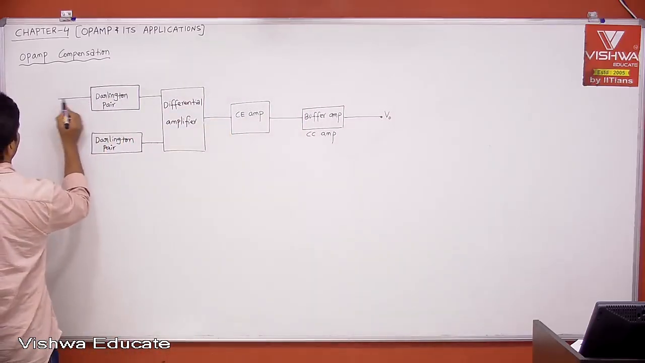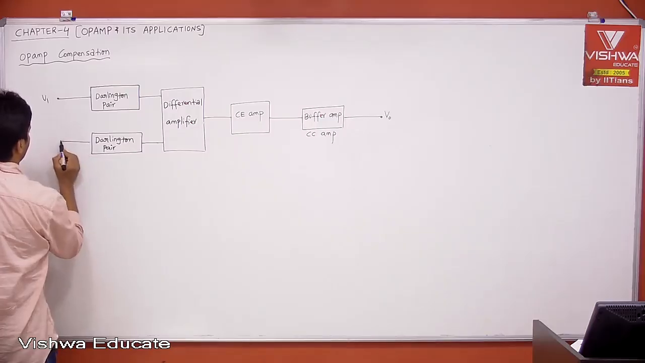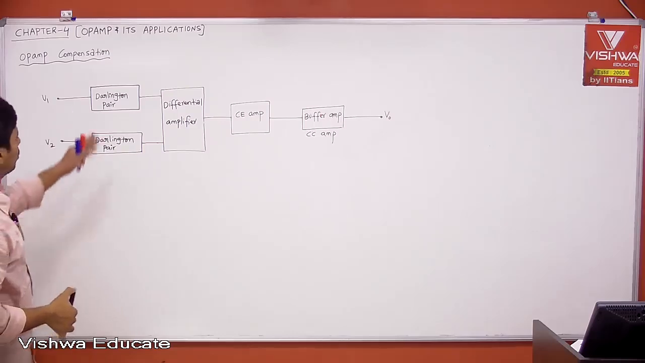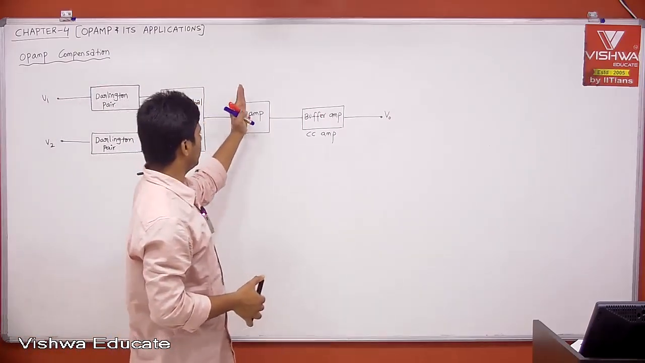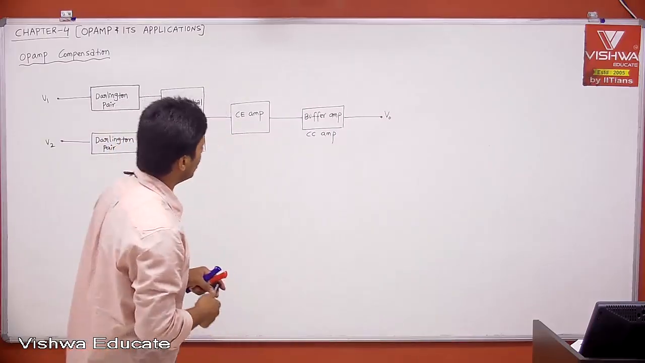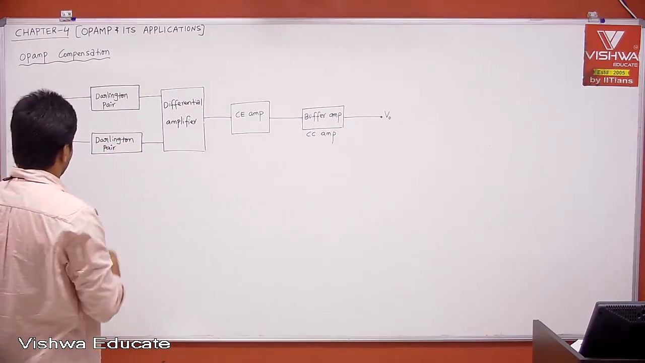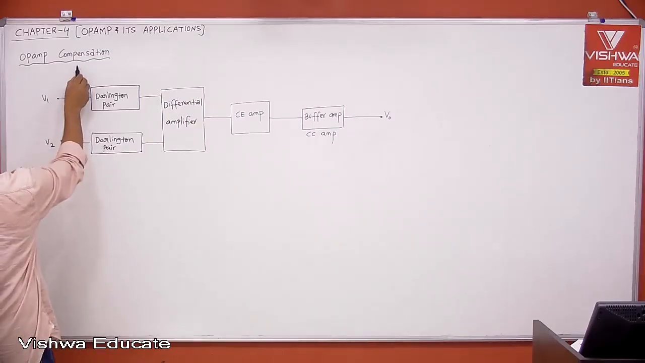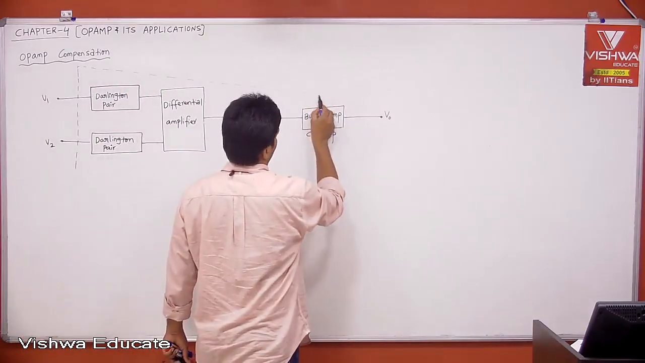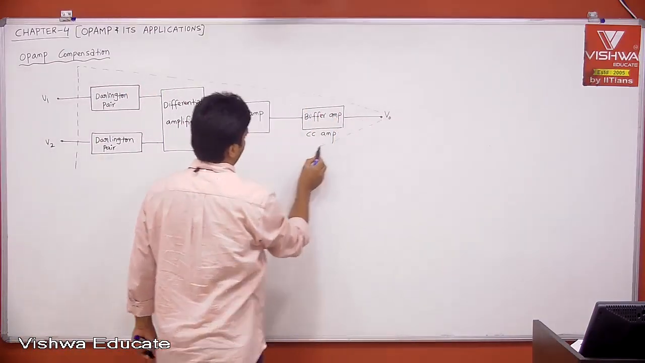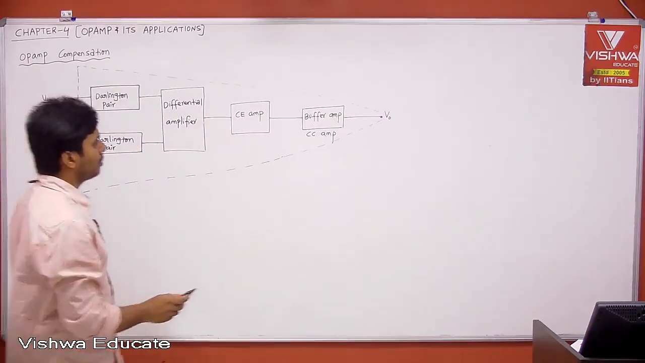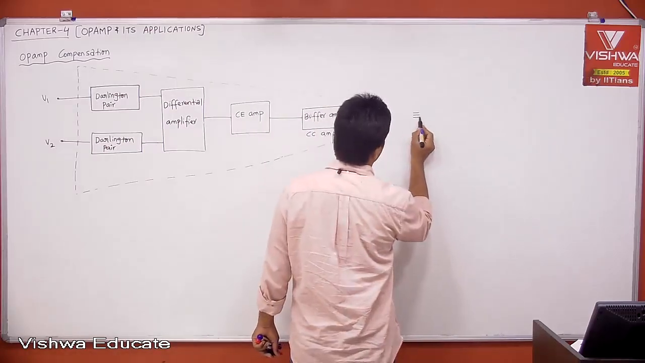And this is nothing but V1 and this is V2. Now tell me how many stages are there from input to output? Can I say 1, 2, 3, 4? We have 4 stages, okay? Then if you say this is what is your open loop op-amp, and equivalently people represent it like this.